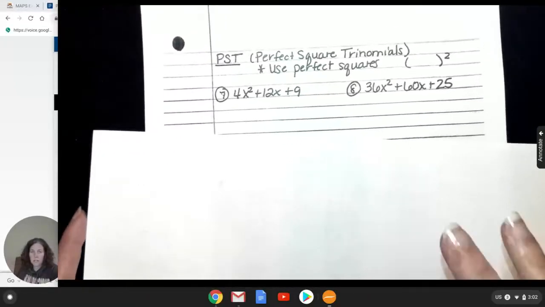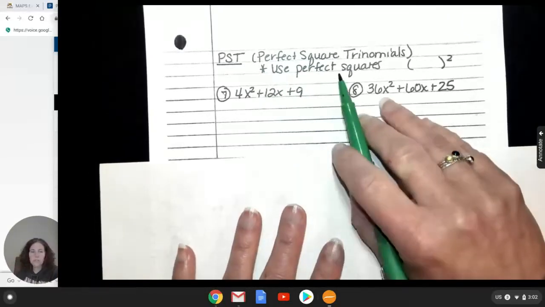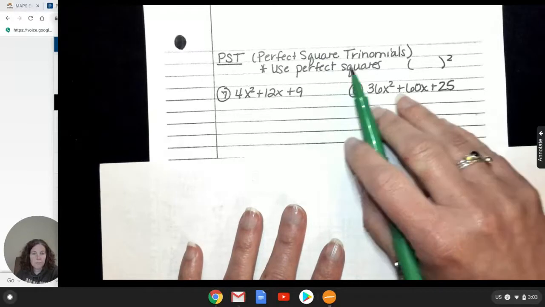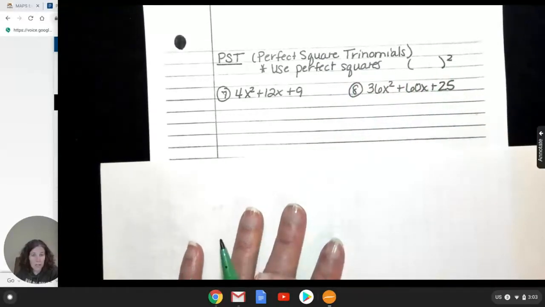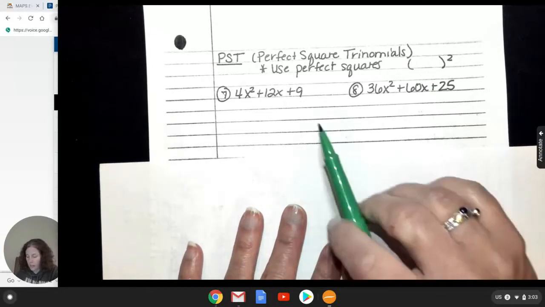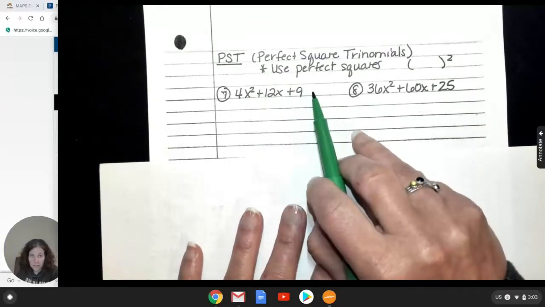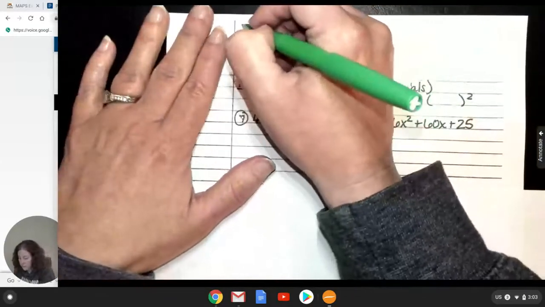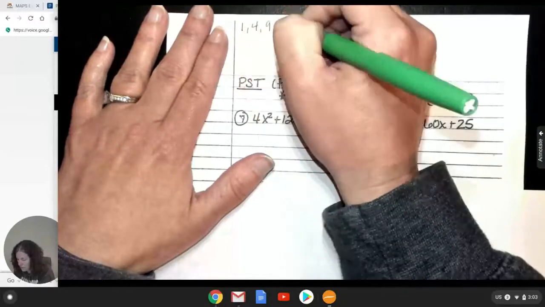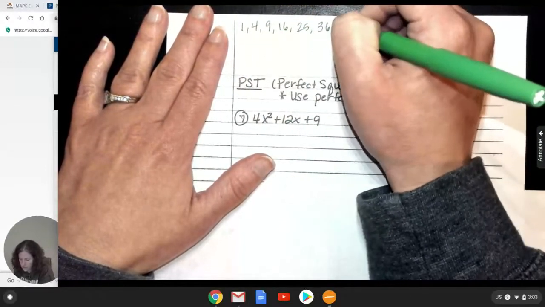Okay, so the next one is perfect square trinomials. We need to use perfect squares to solve it, and our answer is going to look something like this. It's going to have one parenthesis and a squared on the outside. We know you can use this one if it's a trinomial and the first and last are perfect squares. So if you need to remind yourself, that's like 1, 4, 9, 16, 25, 36, 49.